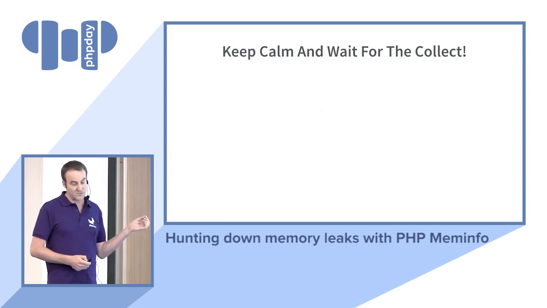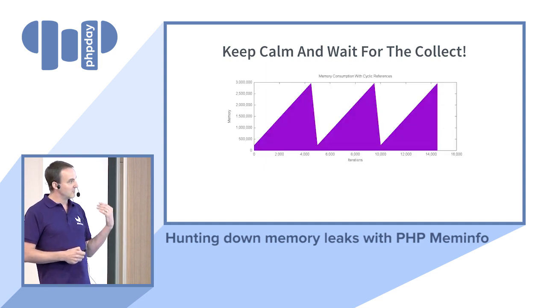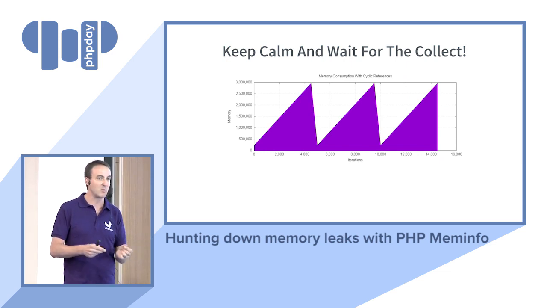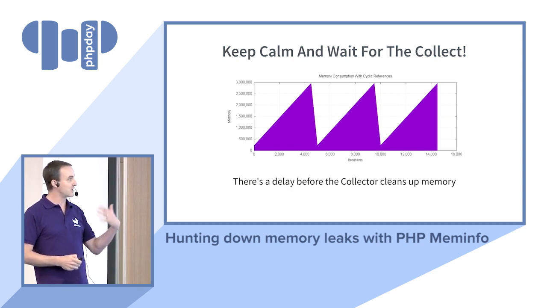And yes, the way the circular reference collector works is far different from the ref counter, because there's a delay between the moment the data is not used anymore and the moment the data is cleaned up, released from memory. And that's the biggest difference.